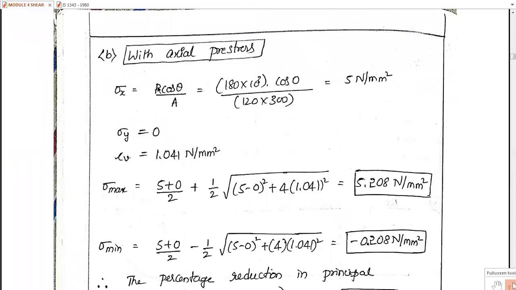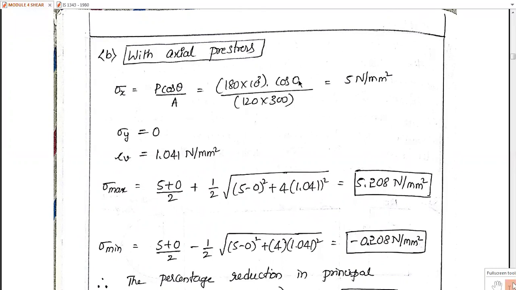Sigma x is equal to P cos theta by A. Means that is the horizontal component of the force, that is sigma x. Suppose if the cable is inclined, then we need to resolve that force into horizontal component and the vertical component. That one we will take up in the next problem. As per this problem is concerned, we have to calculate sigma x using this formula, that is P cos theta by A, which is equal to P, that is the pre-stressing force, 180 into 10 raised to 3, substituted in terms of Newton here, into cos 0, because it is axial pre-stressing, means the cable is straight.